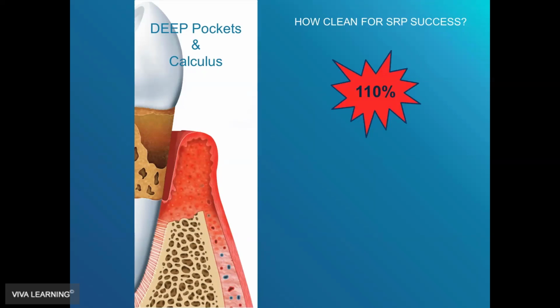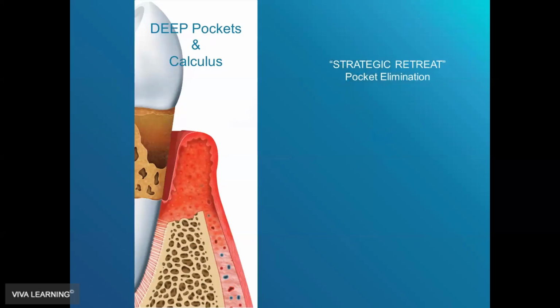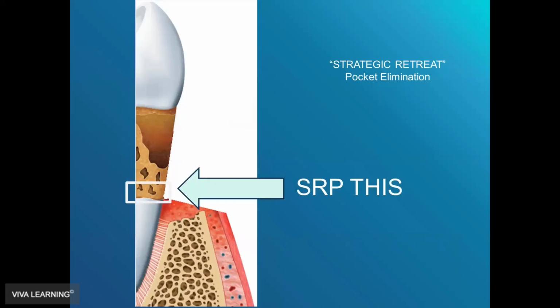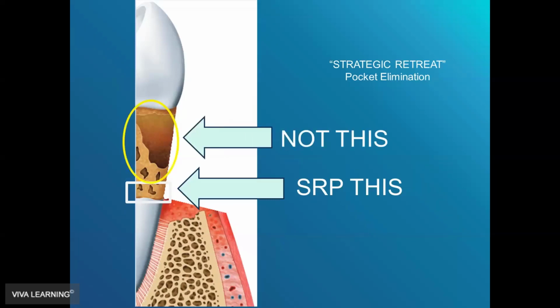But as we know from the studies, that's basically impossible to do. So what if we do a strategic retreat, pocket elimination? Let's say we remove the gingiva. So instead of removing the bacteria to reduce or eliminate the inflammation in the gingiva, we move the gingiva away from the bacteria. So let's say we scale and root plane the area right near the remaining gingiva at our new gingival margin. But what happens if we leave this area?